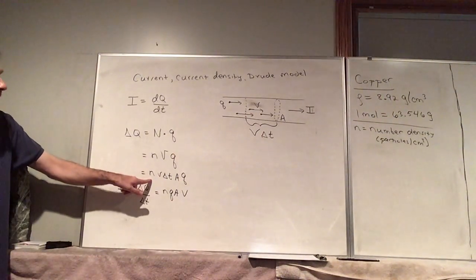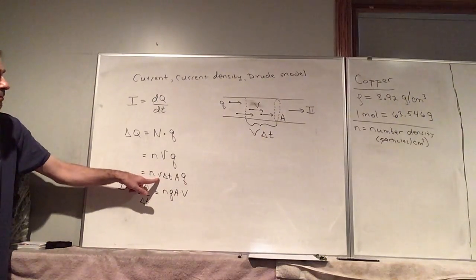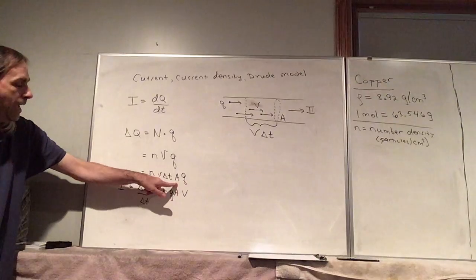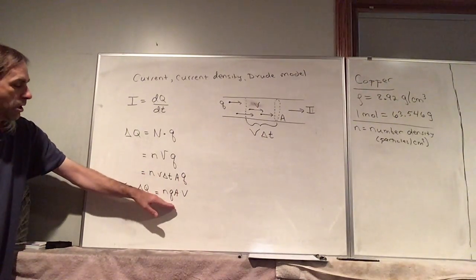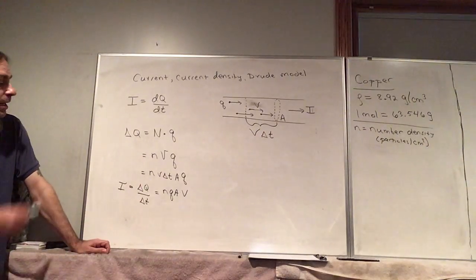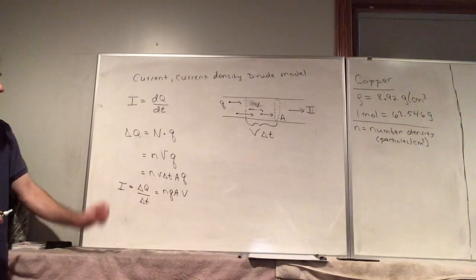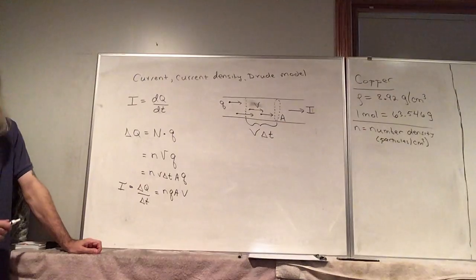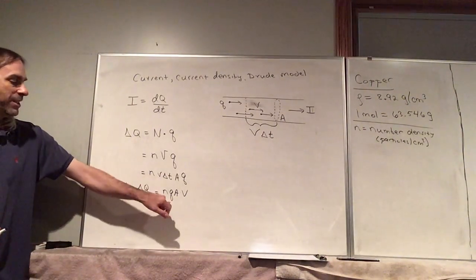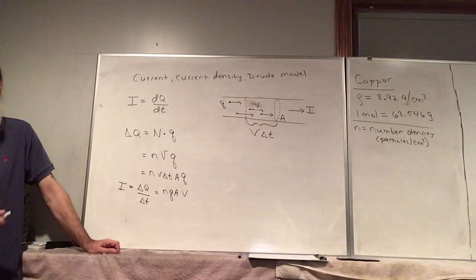So we have N Q... sorry, let me do it. N Q A, that's that part, times v. We divide it by delta t. And so this is the current, N Q A times v, where Q is the charge and v is the velocity that they are moving.